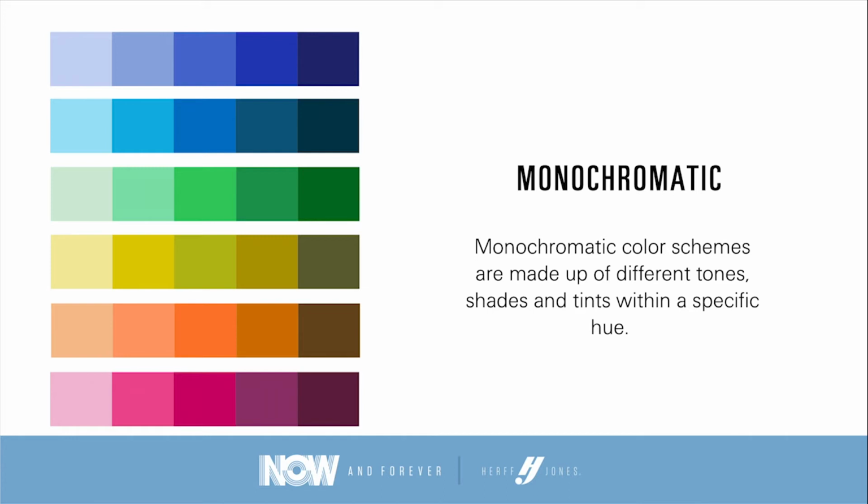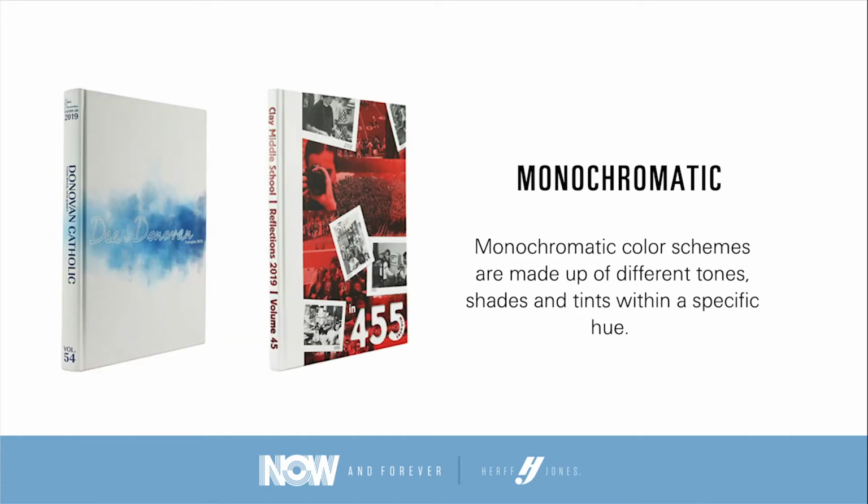So the monochromatic color scheme is basically different tones, shades, and tints of a hue. So remember we said the hue is like that color at 100%. Monochromatic is that color with white, with black, with white and black. And it creates this monochromatic look. So here's a couple books that have that monochromatic color scheme. The Dear Donovan one has all shades of blue, and then you can see in 455, which I'm assuming is their area code, they've got just shades of red and then black and white.